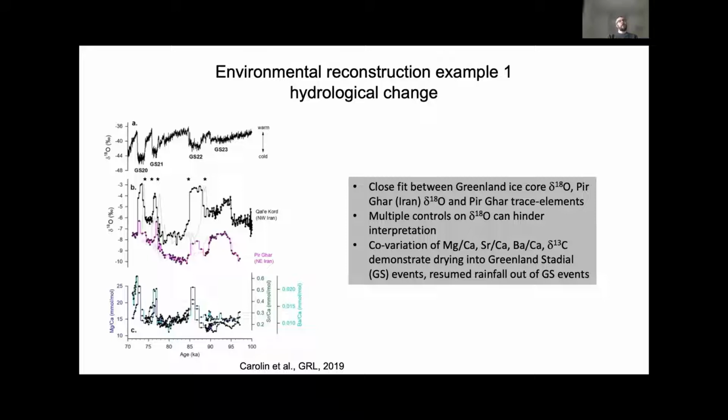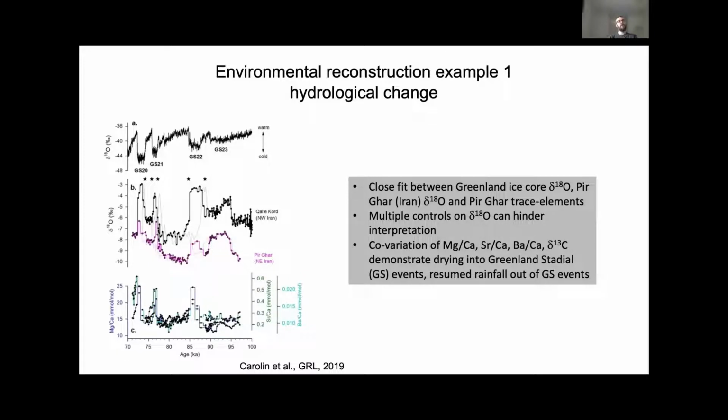In this figure, on the left-hand side at the top, we have ice core delta 18O from Greenland, annotated as GS20, GS21, 22, and 23. We see these Greenland stadial events within the Greenland ice core oxygen isotopes. And within the speleothem records from this particular study, we've got the oxygen isotopes in the middle, and then magnesium calcium, strontium calcium, and barium calcium on the right.